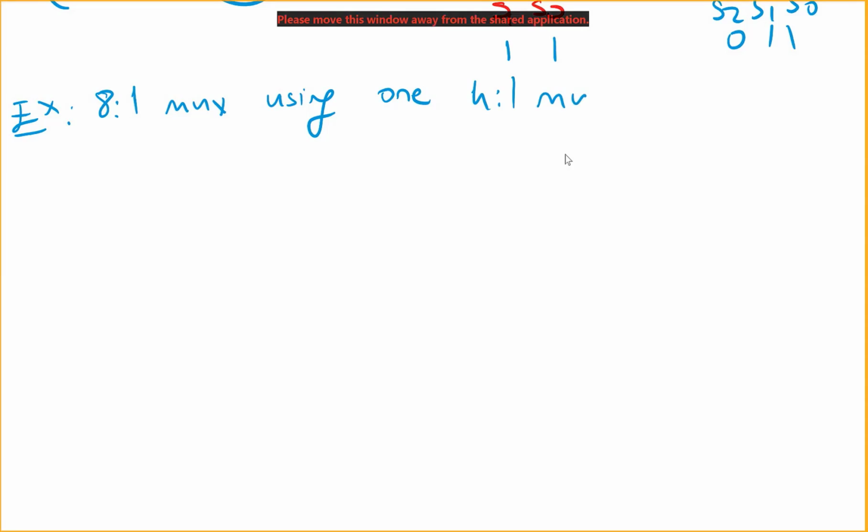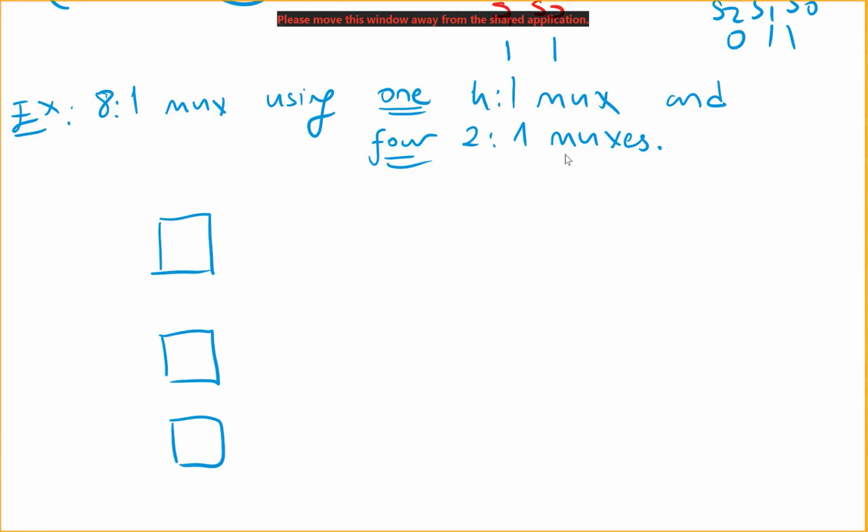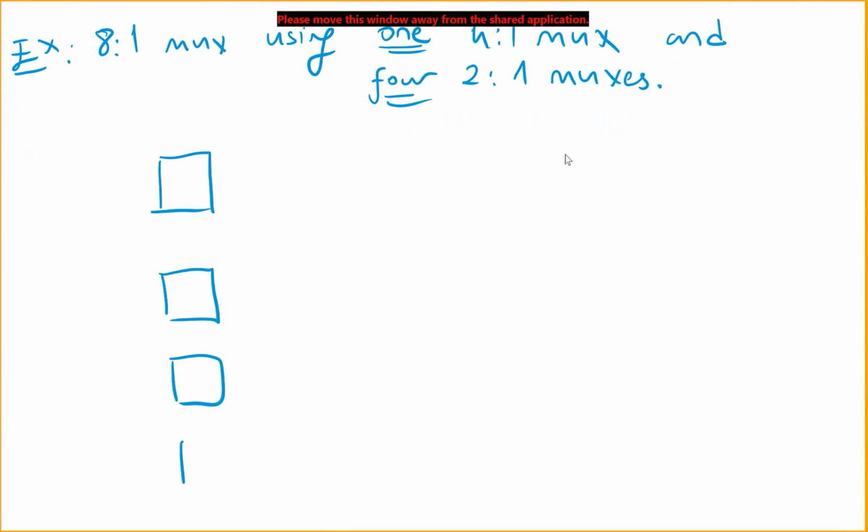So let's do another example. In this one it says design an 8-to-1 mux using 1 4-to-1 mux and 4 2-to-1 muxes. So in this case I will be having 1 4-to-1 mux and 4 2-to-1 mux. With 4 2-to-1 mux, I can have 8 inputs. So I will be putting these 2-to-1 muxes to the left because I will be having 8 inputs for this one, right?